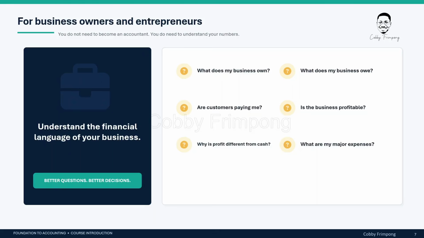For business owners and entrepreneurs, if you own or manage a business, this course will help you better understand the financial language of your business. You may have an accountant or bookkeeper preparing your records, but understanding the basics will help you read reports better, ask better questions, understand profit, understand assets and debts, and make better financial decisions.